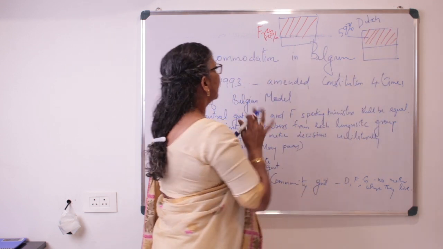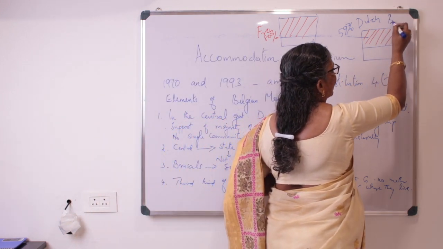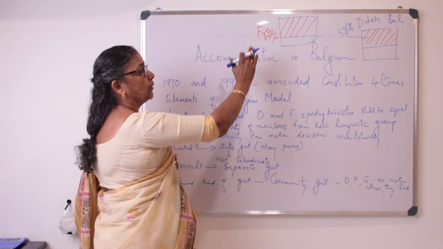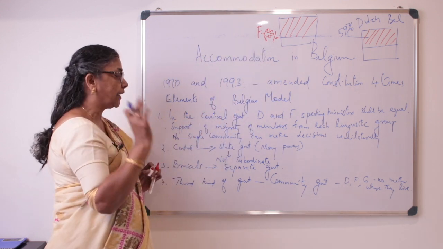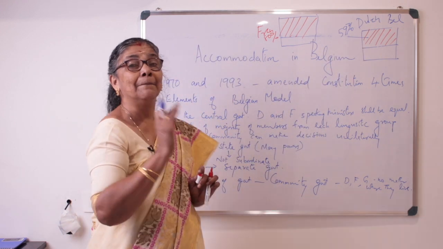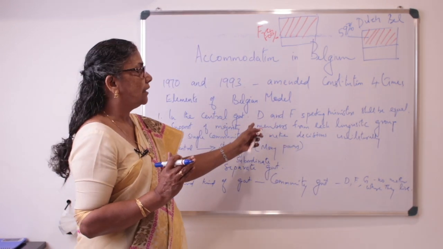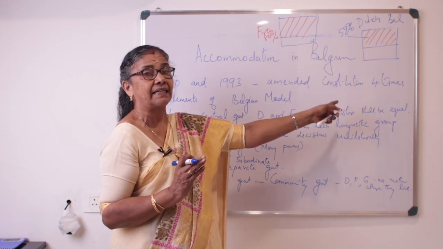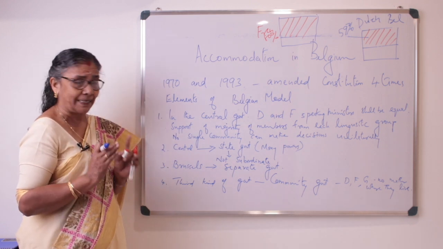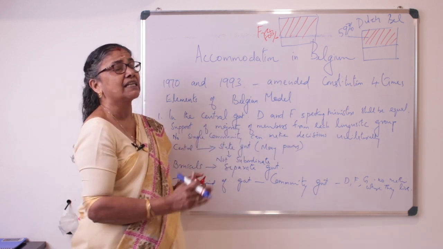But you know that, in Belgium, they were ready to give equal representation to French people also. So in the central government in Belgium, Dutch and French speaking ministers became equal. Equal numbers were given to the ministers, irrespective of whether it is Dutch or French, and the support of the majority of the members of each linguistic group.